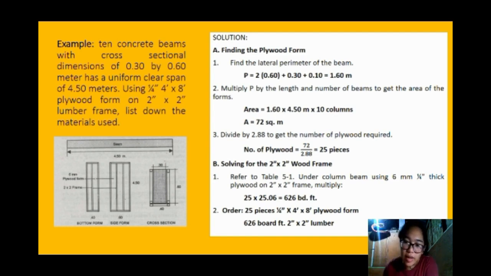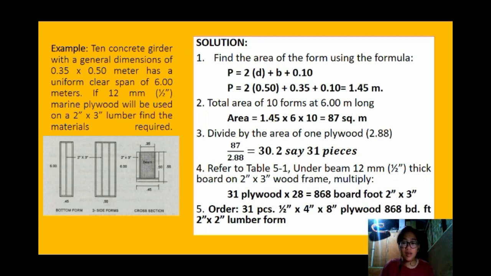And for the last example, 10 concrete girders with the general dimensions of 0.35 by 0.50 meter has a uniform clear span of 6 meters. So if 12 millimeter marine plywood will be used on a 2x3 lumber, find the materials required. So just following the procedure, ma-acquire tani nga mga values. So to practice, just run through the discussed examples, makuha siya. Thank you.